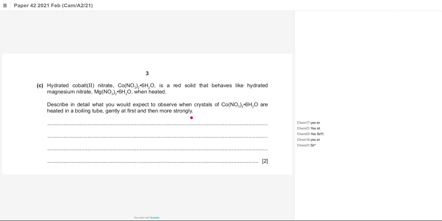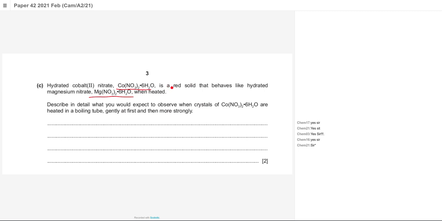Hydrated cobalt 2 nitrate is a red solid that behaves like hydrated magnesium nitrate. Now, this is important because it says the chemistry of group 2 nitrates. As we know, from questions like this in past papers, when you heat this, the first thing to happen is the water of crystallization will be lost, right? And when you heat further, the group 2 nitrates will decompose to give the oxide, nitrogen dioxide, and oxygen gas.